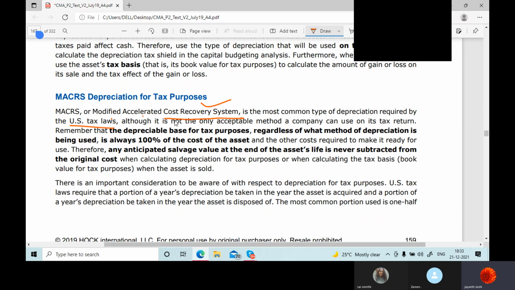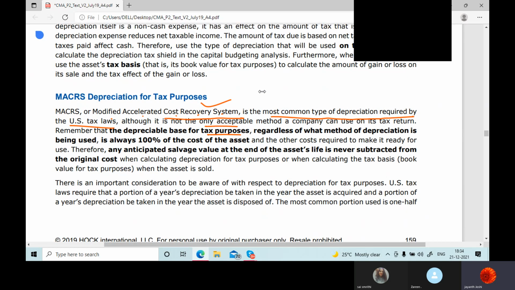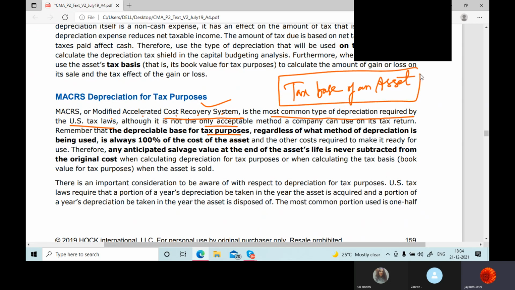MACRS or modified accelerated cost recovery system is the most common type of depreciation required by the US tax laws. Although it is not the only accepted method a company can use on its tax return, remember that the depreciable base for tax purposes, that is the asset which you want to depreciate, is called the depreciable base for tax purposes. That is called the tax base of an asset. These are all new terminologies. Don't panic with this. Tax base of an asset is nothing but, if you are showing your asset in the income tax returns balance sheet, then this would be called the tax base of an asset.